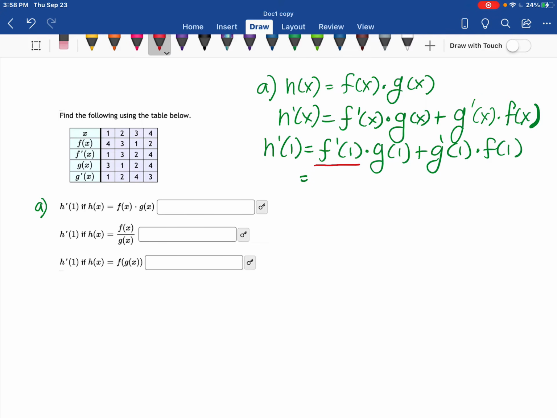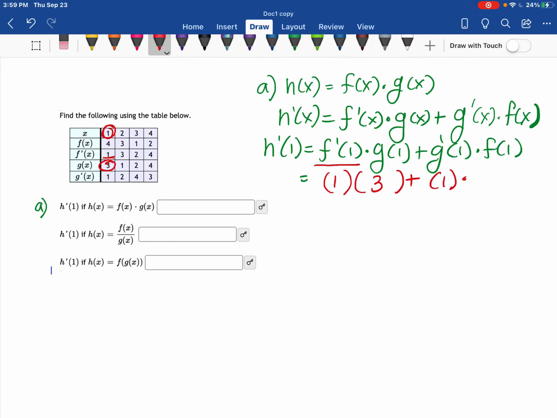So first I need to look up on the table what is the derivative of f evaluated at 1. If I look here, here's my x value of 1. When I look to see where that's evaluated at for the derivative, the derivative evaluated at 1 is 1. Now when I look up the value for g at 1 on the table, I'm going to find that g of 1 is 3. That would be this value right here. When I look up on the table and find the derivative of g evaluated at 1, that would be 1.